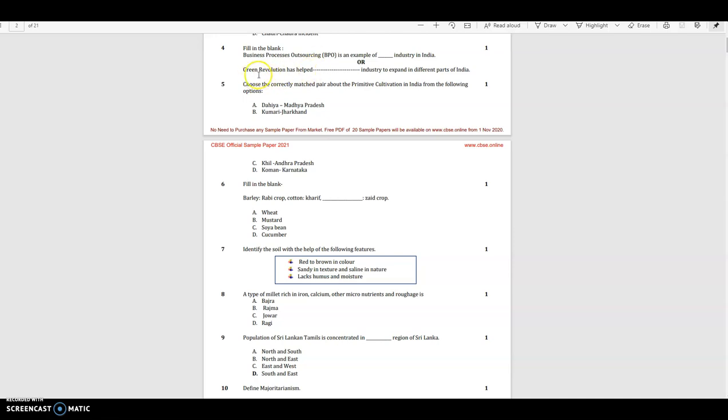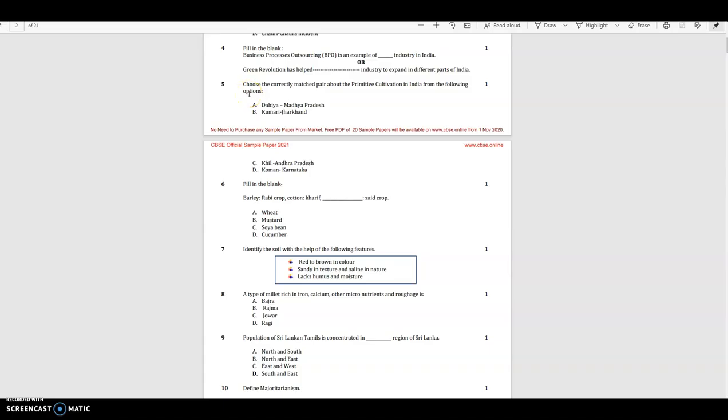Then next one, Green Revolution. This is an OR question. Green Revolution has helped dash industry to expand in different parts of India. Which industry? Fertilizer industry. Green Revolution has helped fertilizer industry to expand in different parts of India.